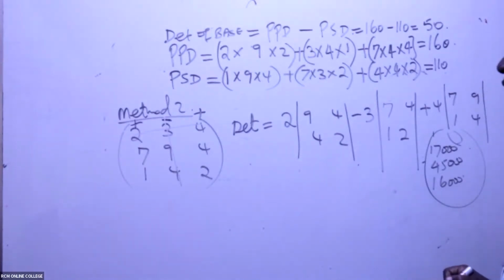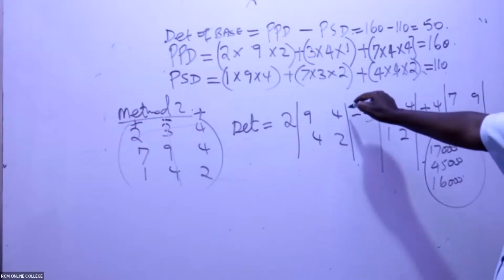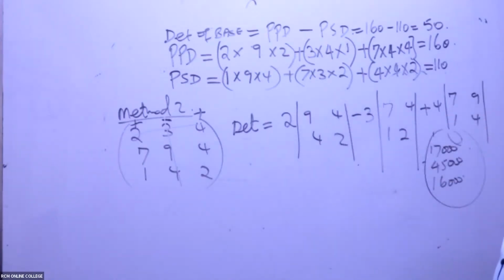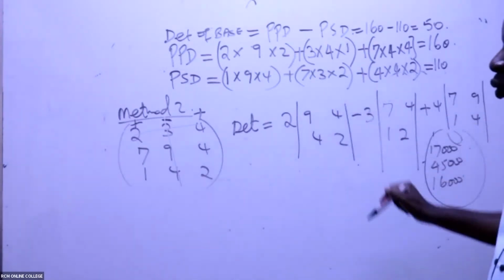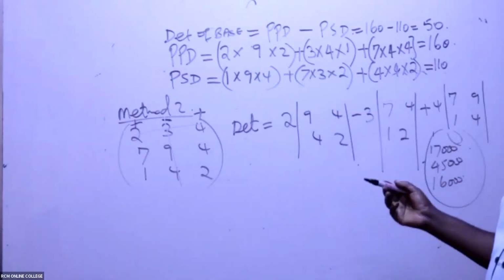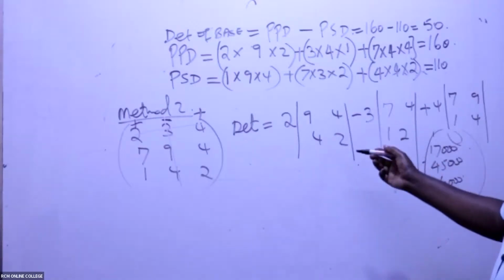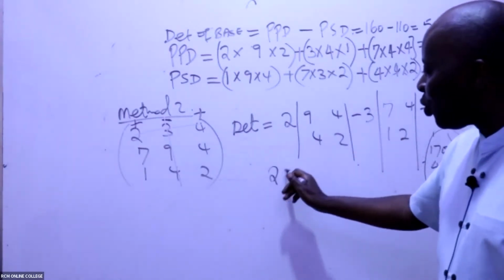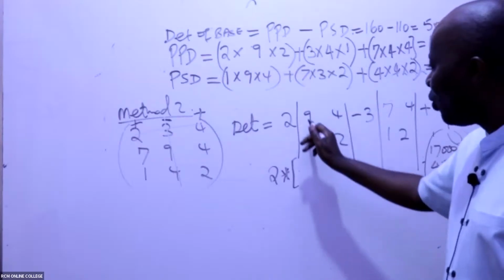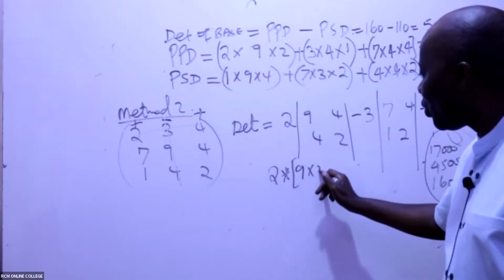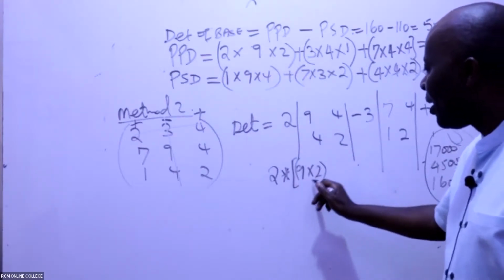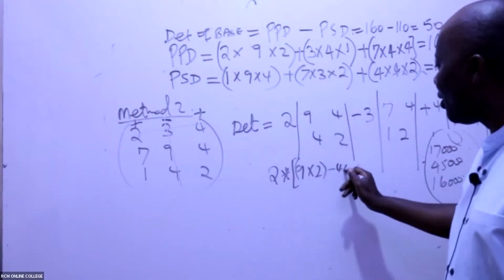Now, ladies and gentlemen, whenever you see these two strokes, this is not your normal bracket. This tells us that we need to come and get the determinant. I should be able to do this using my calculator. So this will be equal to 2 times the determinant. We know this is 9 times 2 primary, minus 4 times 4.